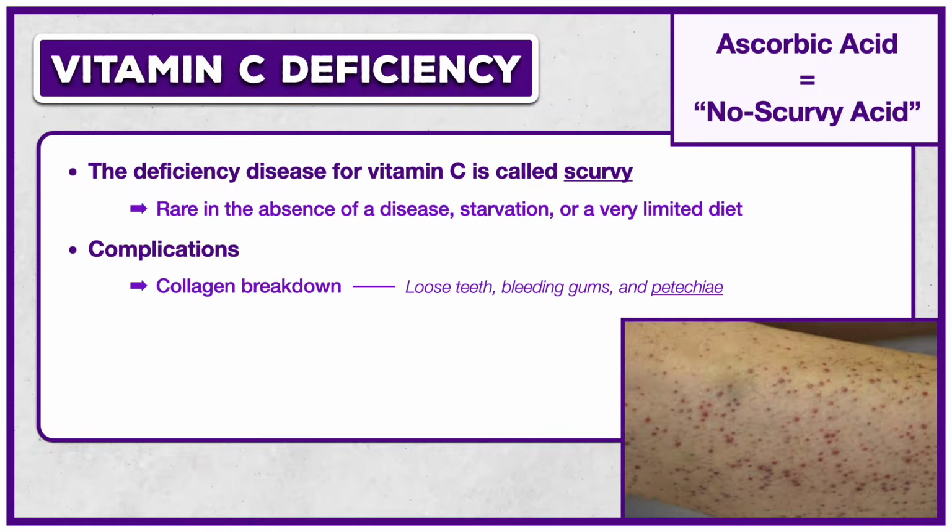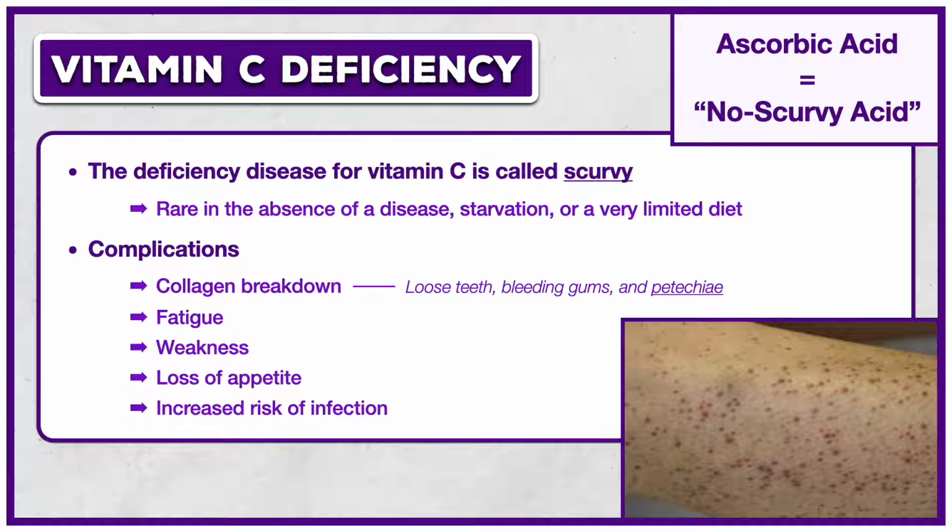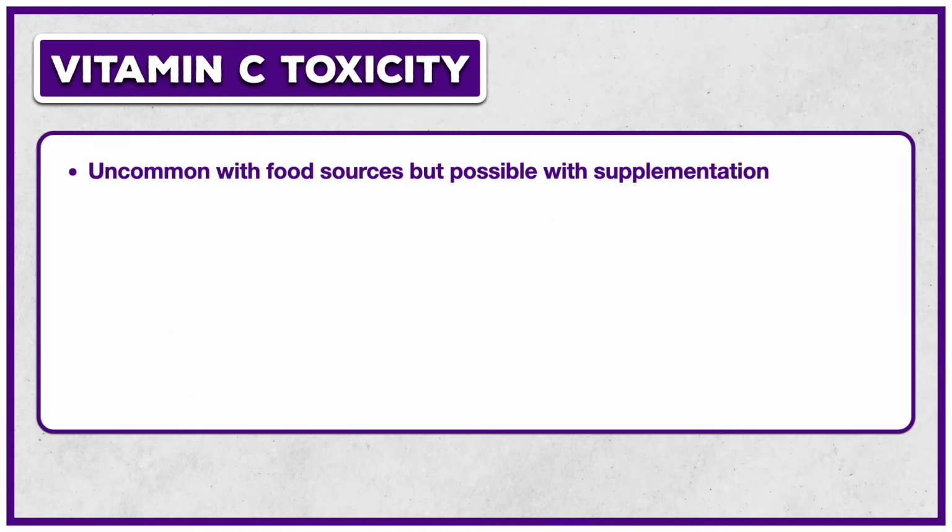The main complication of scurvy is collagen breakdown, resulting in issues like loose teeth, bleeding gums, and petechiae, which are small red or purple spots caused by the destruction of tiny blood vessels. Scurvy also causes fatigue, weakness, loss of appetite, and an increased risk of infection. Vitamin C toxicity is uncommon with food sources but possible with supplementation. The consequences of toxicity are mostly gastrointestinal, manifesting as abdominal pain or diarrhea.